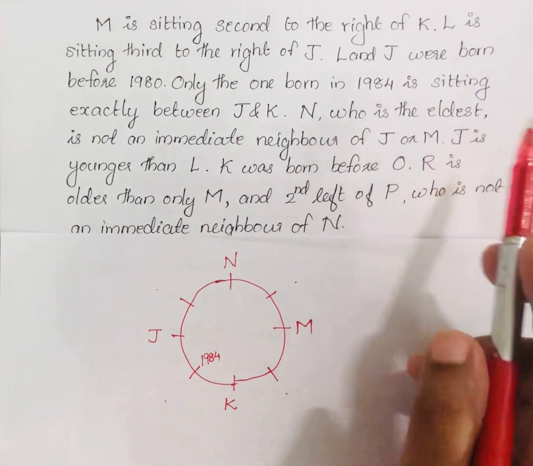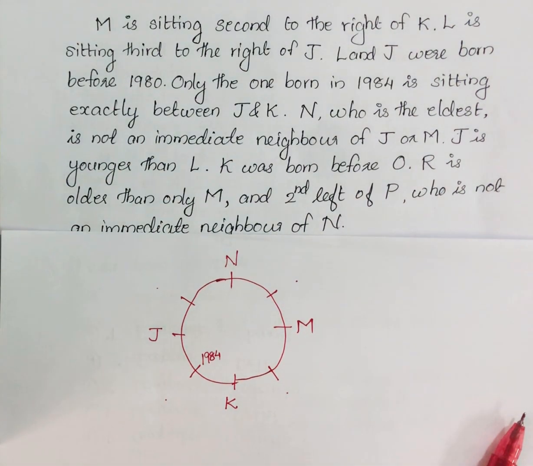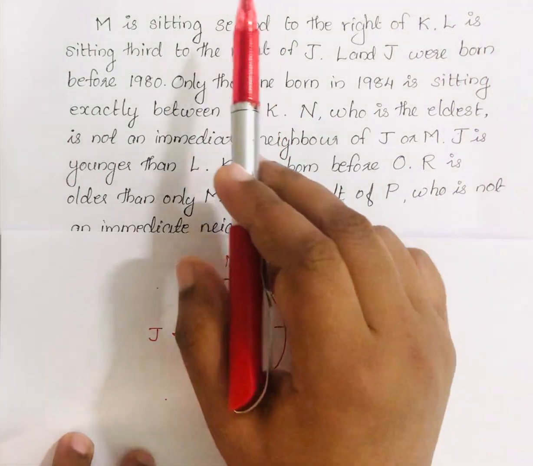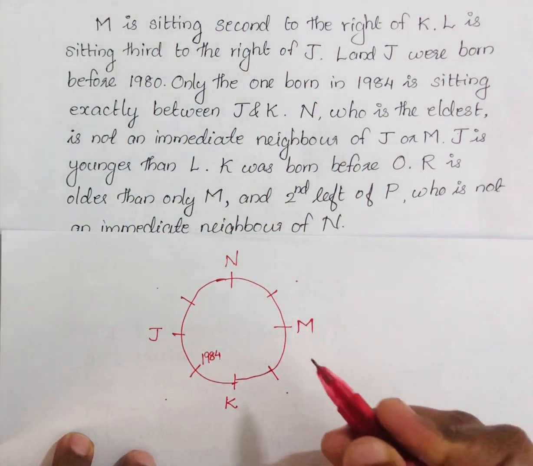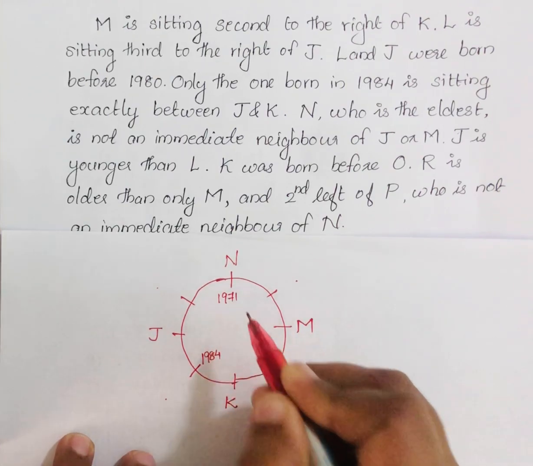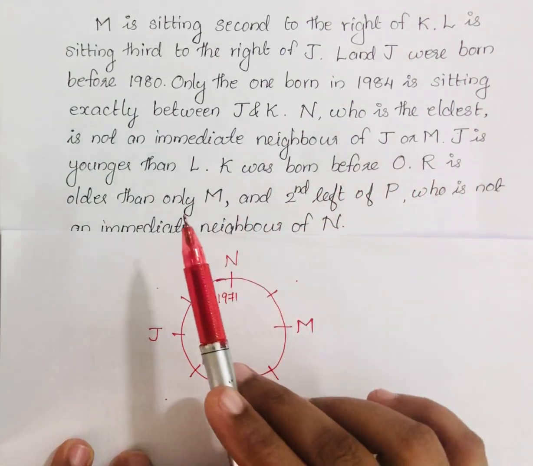Here they are given the years the people were born, and it is given that N is the eldest. So that person should be born in which year? The eldest person should be born first. So the first year given is 1971. So N is eldest, meaning N was born in 1971. Then next it is given J is younger than L.